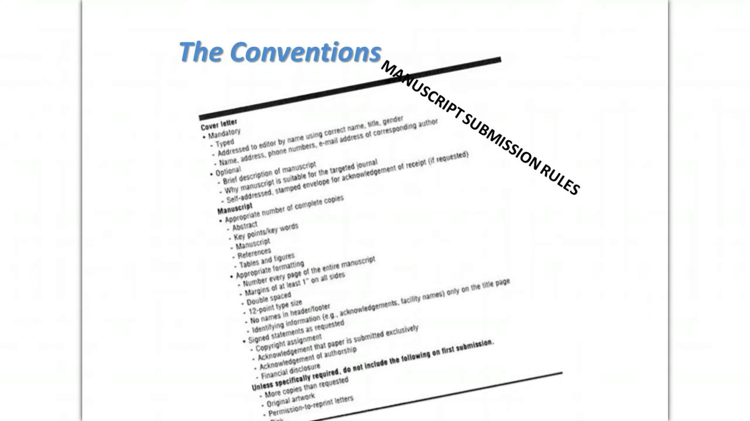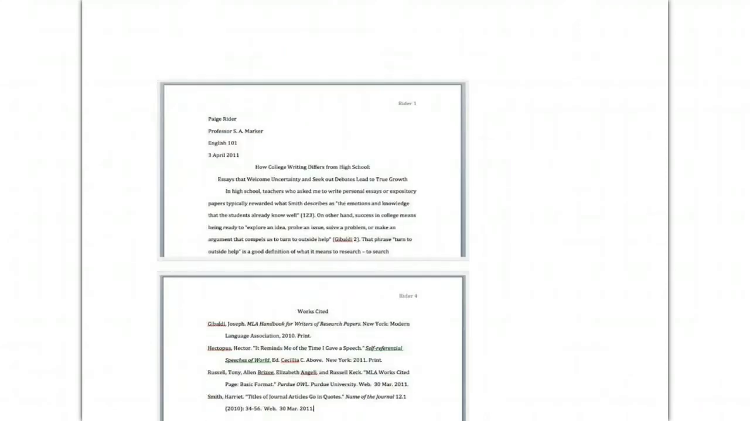Now, if you were submitting manuscripts to professional journals, you'd have rules as complicated as this, but we're not submitting for journal publication at this point. But there are conventions that we have to follow as well. And this is what an essay submitted to an English class needs to look like. There are rules. You can see that in the upper left-hand corner always is your name, under that your professor's name, under that the name of the course, and under that the date that it's submitted.